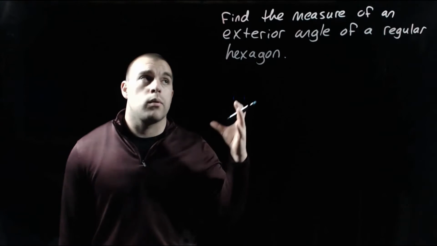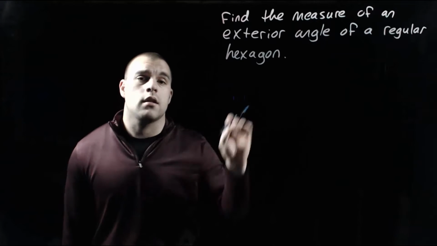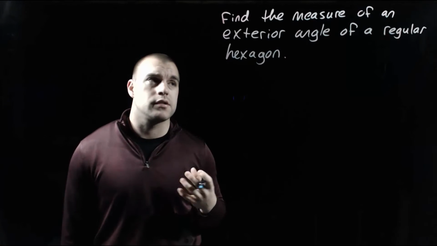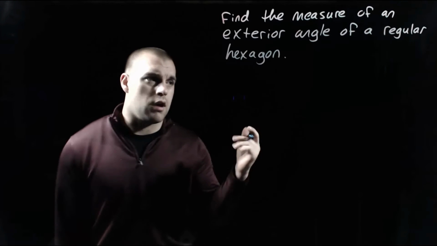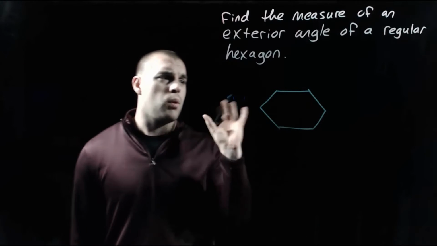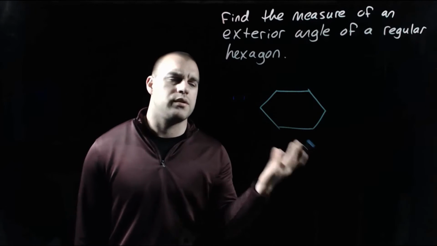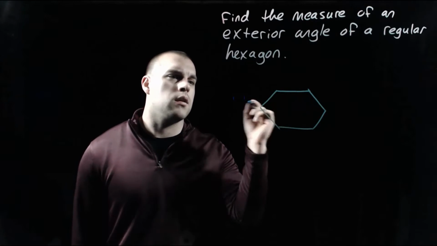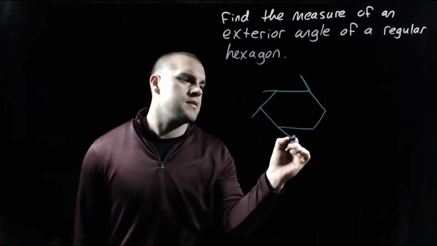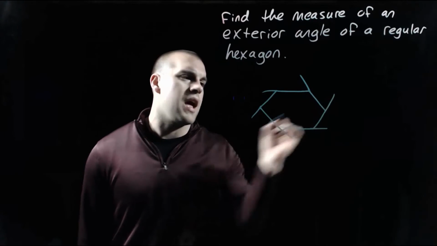In our last example, we're going to take a look at a regular hexagon, and we're going to try to find the measure of one of the exterior angles. So I'm going to try to draw out a regular hexagon. Okay, it's maybe not perfect, but what we're looking at is the angles on the outside of our regular hexagon. So I extend all of these sides out to get a look at what those angles look like.